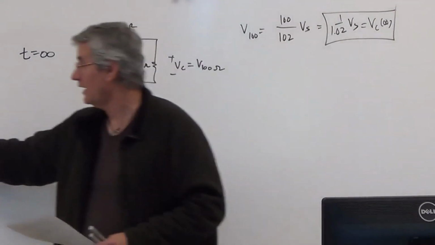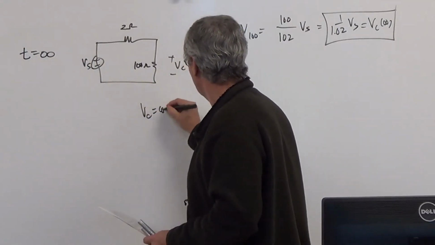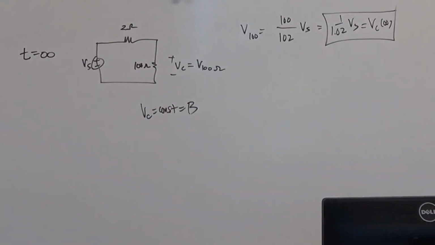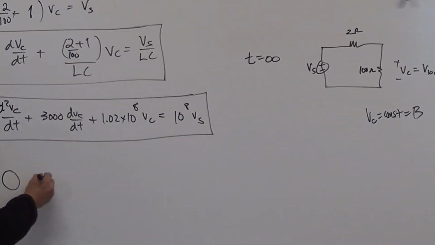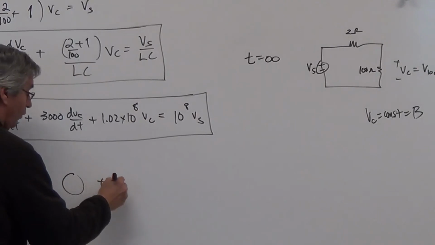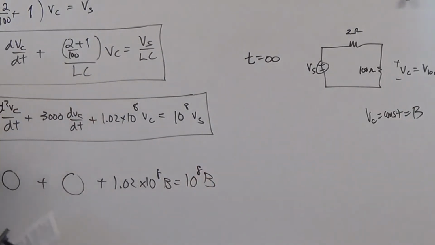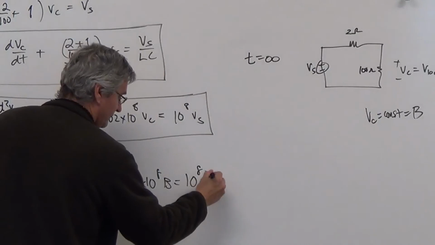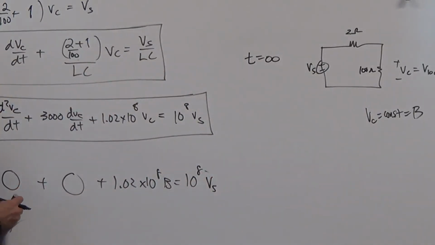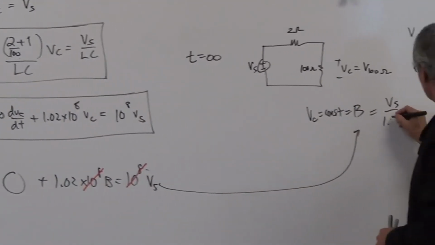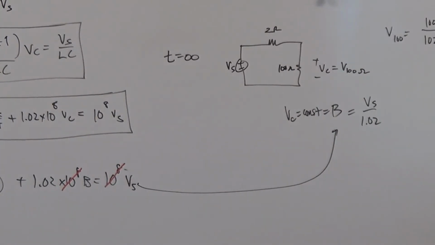Let's go look at the equation. At steady state, Vc goes to a constant, which I'll call B. So now, if I take that constant and I plug it into here, look at this. This will be 0. That will be 0. And then I'm going to get 1.02 times 10 to the 8 times B equals 10 to the 8 times V source. And you can see why I ended up writing it that way. Look at that. That cancels out with that. And look at what B is here. B is going to equal V source times that. And you can see that this agrees with our simple circuit techniques.